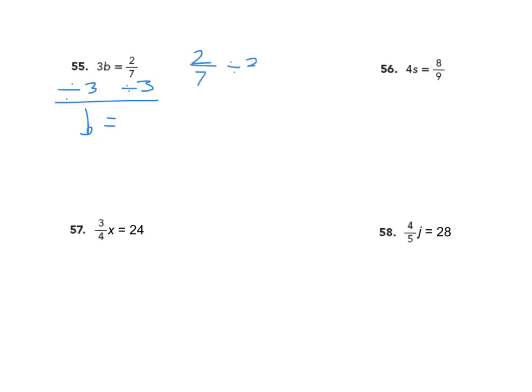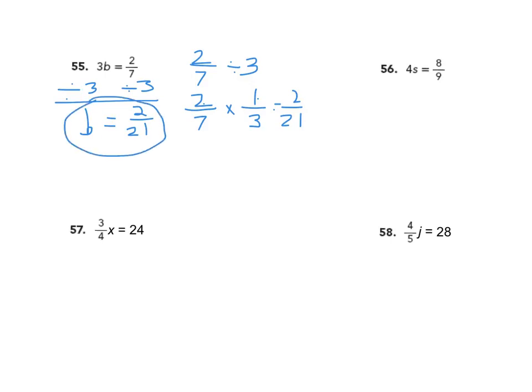2/7 divided by 3, I'm going to have to remember back to other chapters where we did division of fractions. 2/7 divided by 3 is the same as 2/7 times the reciprocal, which is 1/3. 2 times 1 is 2. 7 times 3 is 21. The value of this is 2/21.